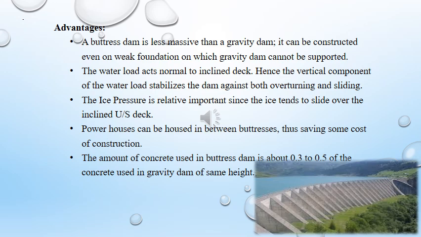The ice pressure is of relatively little importance, since the ice tends to slide over the inclined upstream deck. The powerhouse can be located in between the buttresses, thus saving construction cost. The amount of concrete used in a buttress dam is about 0.3 to 0.5 of the concrete used in a gravity dam of the same height.